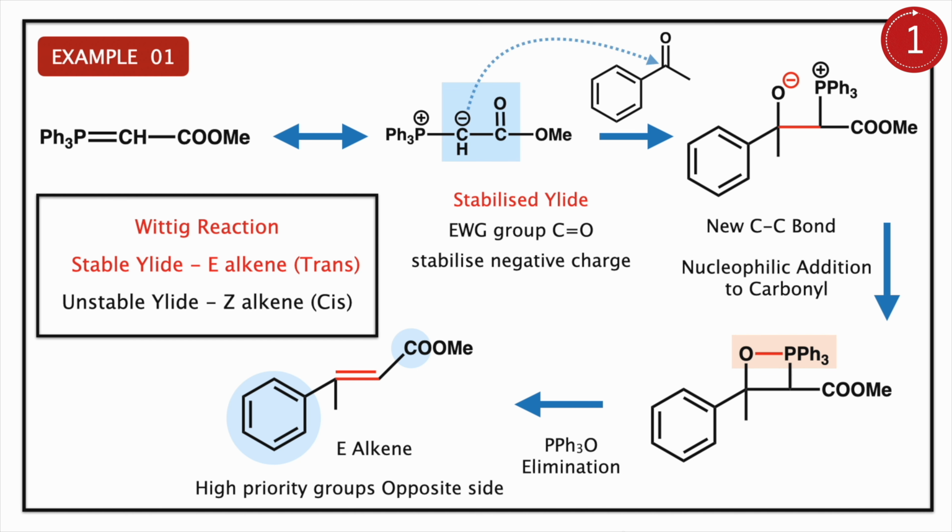So nucleophilic attack happens. A new C-C bond forms. Then a phosphorus-oxygen bond forms. It is a 4-member intermediate, so nucleophilic addition to the carbonyl with a 4-member intermediate. Here the ylide is a stable ylide.